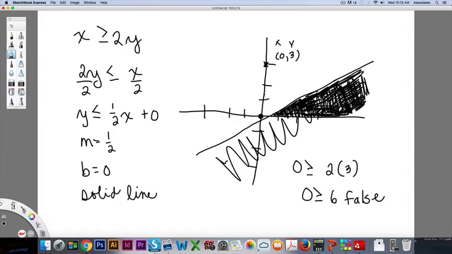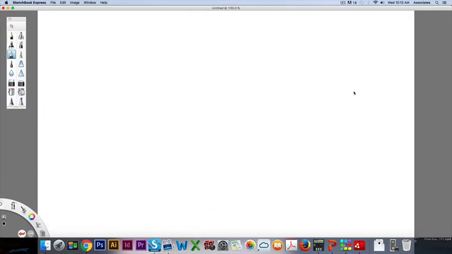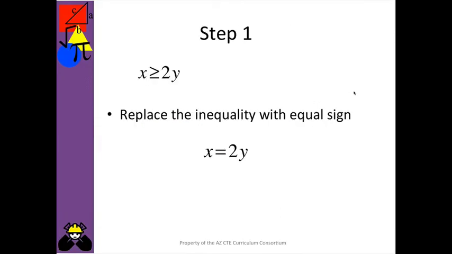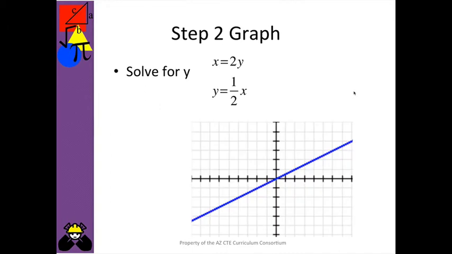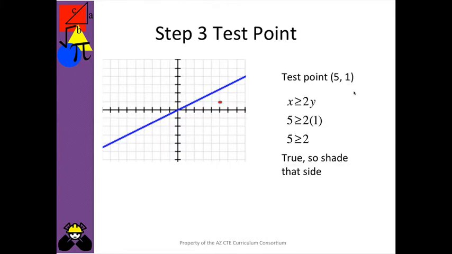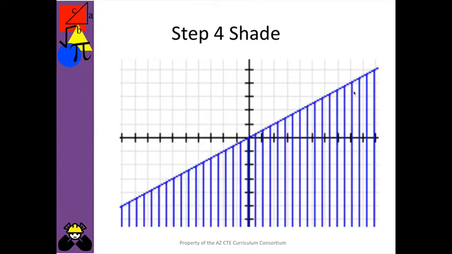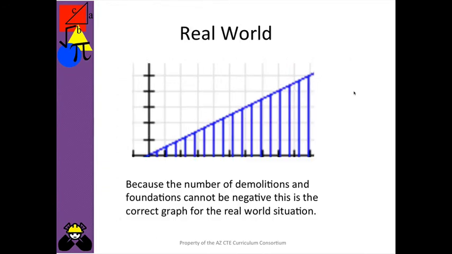So let's pause the video if you need to. Welcome back. Let's go back to our PowerPoint. I solved it and made sure it was solved for y. I graphed the line and remembered it was solid. I picked a test point. This time I picked 5, 1 and found out that was true, so I shaded that side. And then I thought about the real world complications, that we couldn't have negatives. So there is my answer. It's just in quadrant 1.